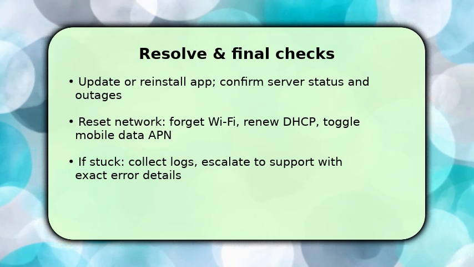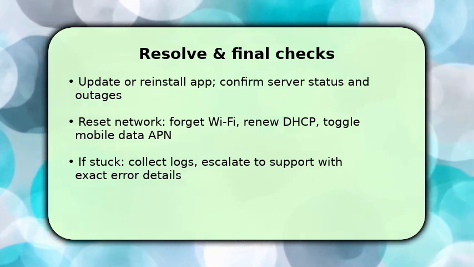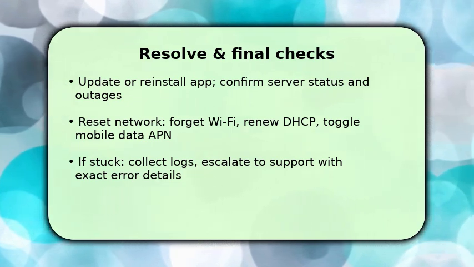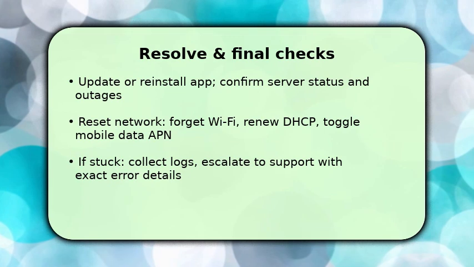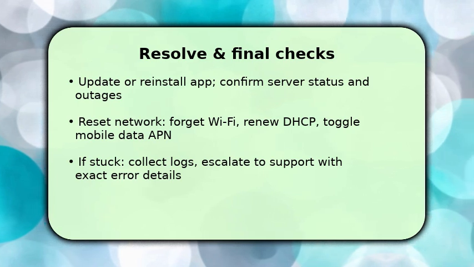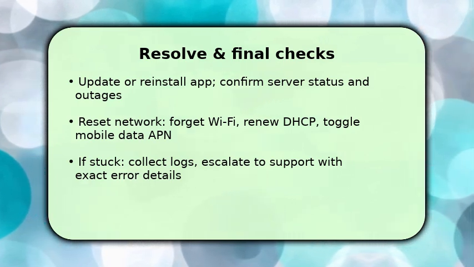Update or reinstall the app to replace broken binaries and confirm the messaging service isn't experiencing an outage. If network misconfiguration persists, forget the Wi-Fi network, renew DHCP lease, or reset APN/mobile data settings to refresh routing.